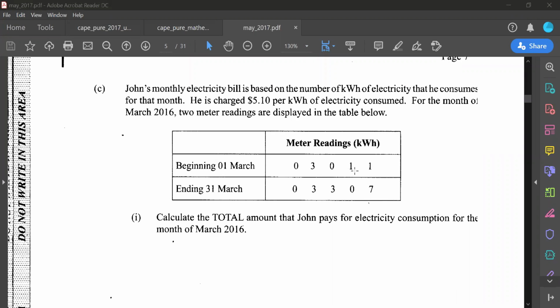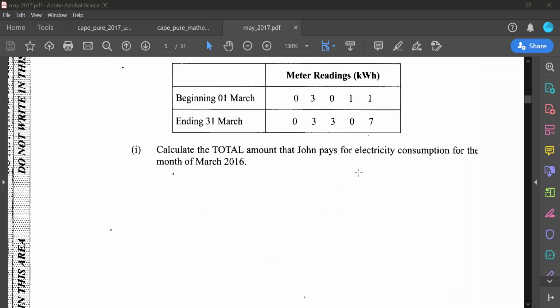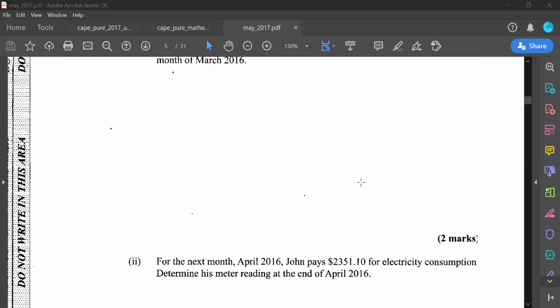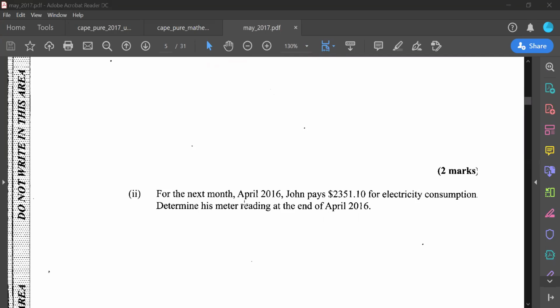All right, so moving on to part 2. For the next month of April, April 2016, John pays $2,351.10 for electricity consumption. Determine his meter reading at the end of April 2016.